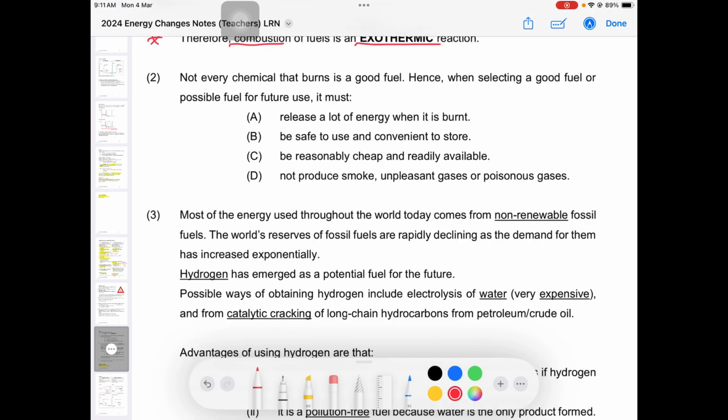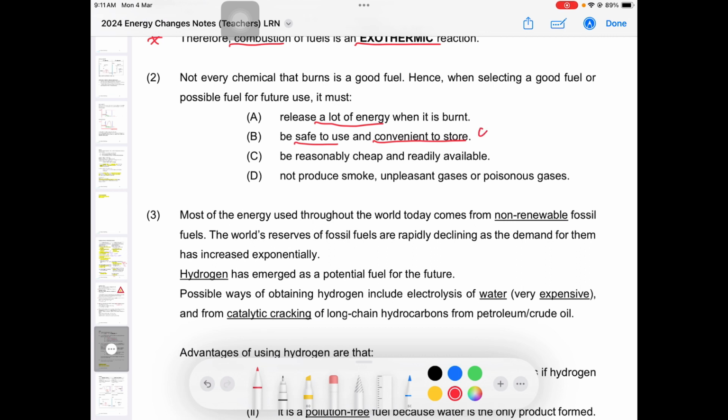Number 2, how do you know that a substance is a good fuel? Not everything that burns can be a fuel. So when you're selecting a fuel, you must remember the following points. Number 1, does it release a lot of energy when burnt? Number 2, is it safe to use? Is it convenient to store?